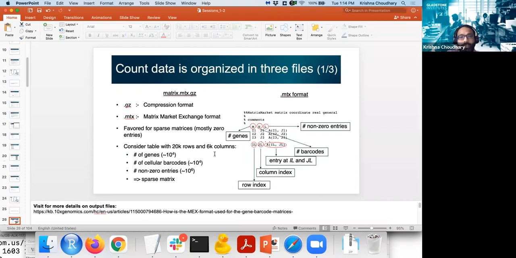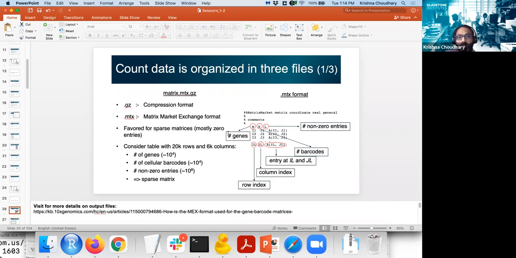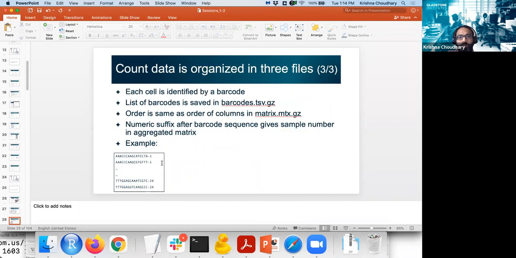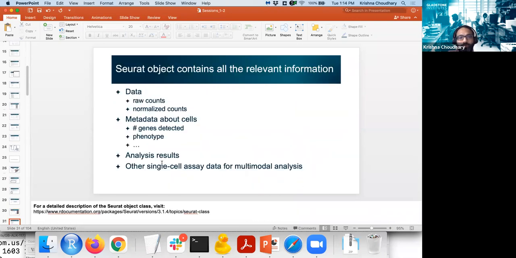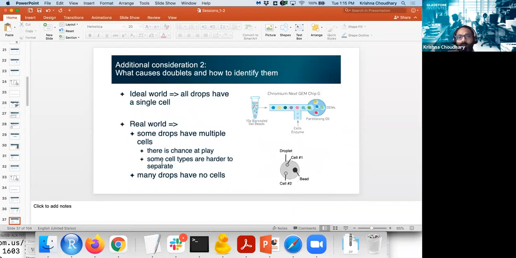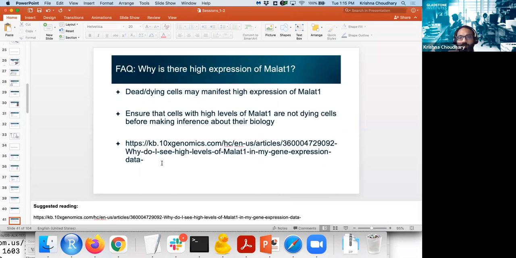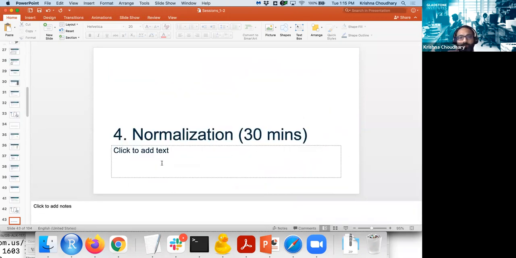And we also looked at how the data is organized in 3 files. The data is generally stored in the Matrix Market exchange format for sparse matrices, and we looked at that yesterday. If you have any question again, please feel free to ask. Otherwise, I will skip through this. And we looked at various considerations for quality control and filtering of cells based on quality metrics. So hopefully that all made sense yesterday.